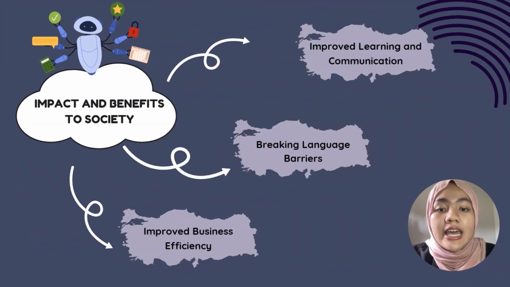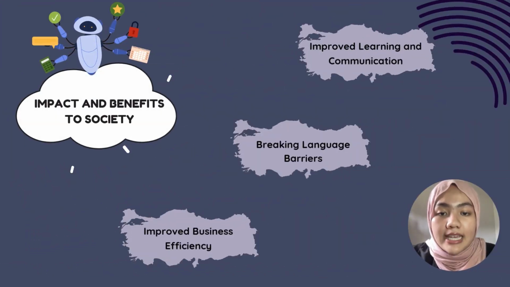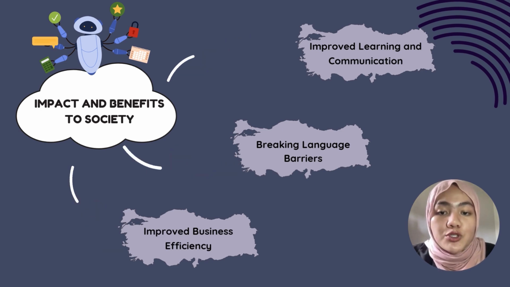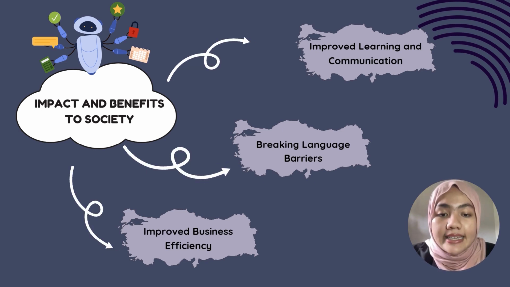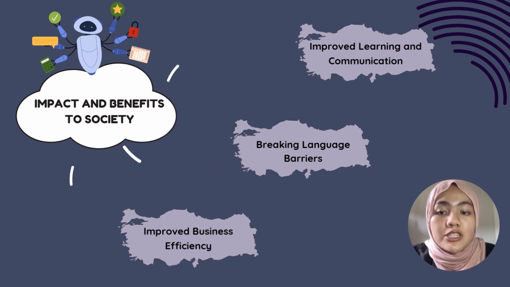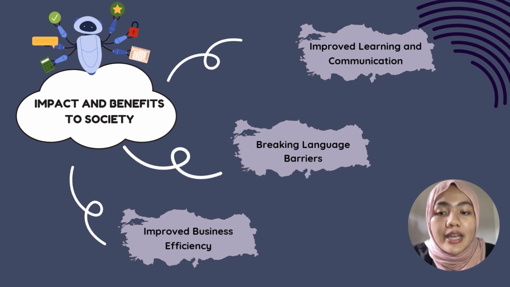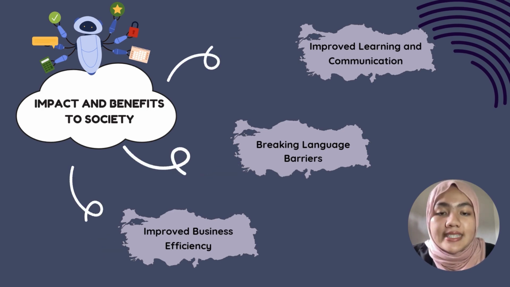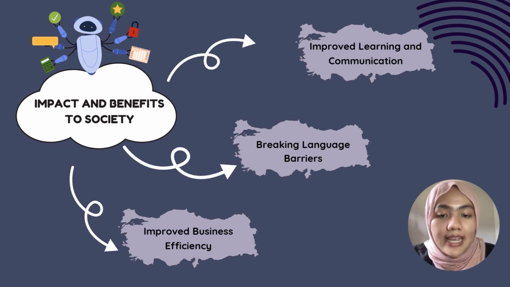Now, let's move on to the impact and benefit of AI to society. First, improved learning and communication. AI-driven tools support collaborative environments in remote work and education, making communication more interactive. For example, students use the Zoom app to meet online and communicate easily. Second, breaking language barriers. AI-powered translation allows global communication by enabling collaboration across cultures and languages. And third one is improved business efficiency. Routine communication tasks can be automated to reduce workloads and allow for a greater focus on strategic projects.